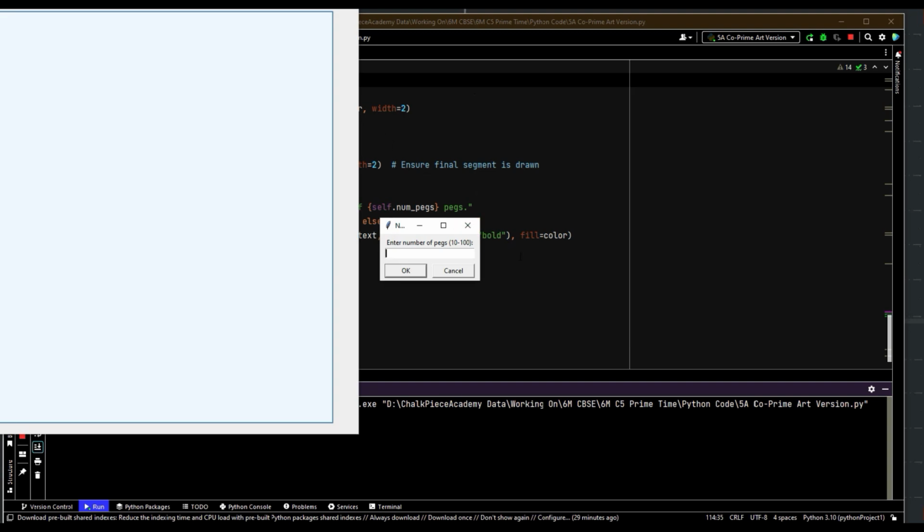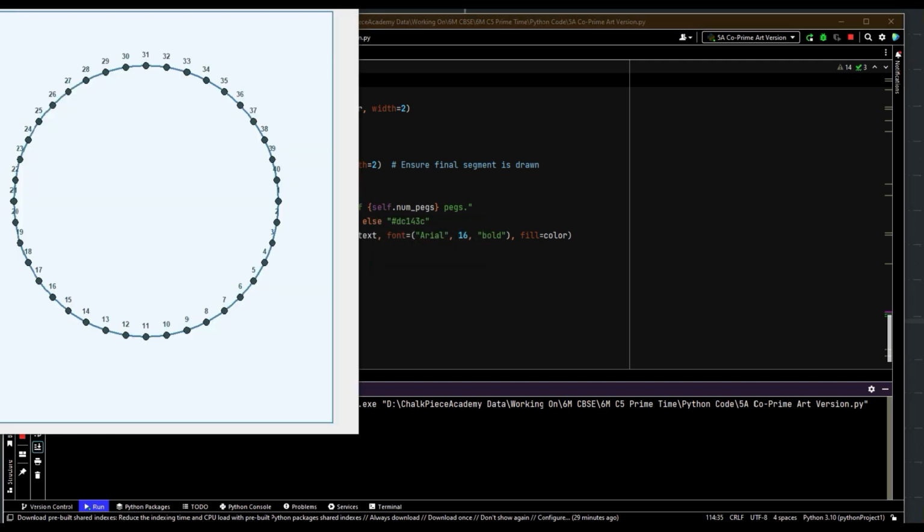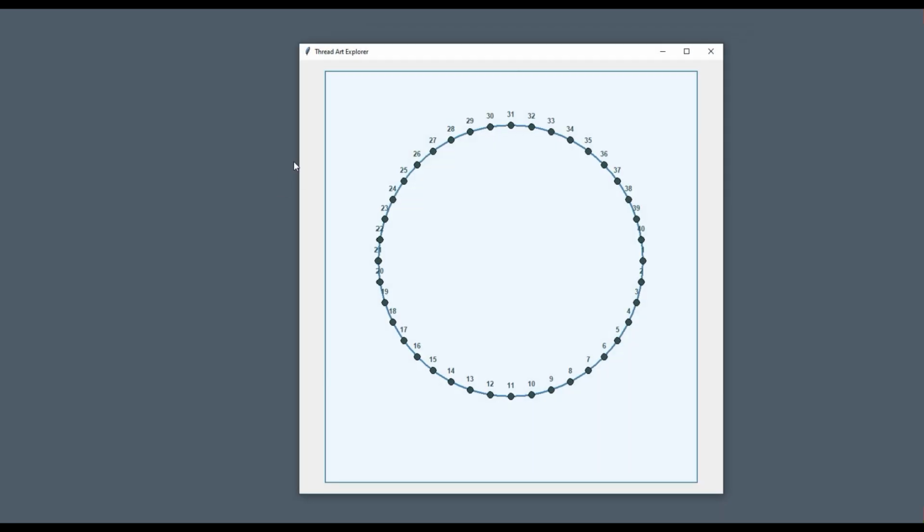Let me choose some number of pegs, say 40. And the gap, say 10. So what is it that we are looking at? Let me remove all the distractions. We are looking at a circle with numbers. Can you see that? So 1 starts over here, 2, 3, 4, 5, 6, 7, 8, 9, 10, till 40. It ends at 40. All of these are equally spaced, almost equally spaced. If you are not able to do that, that's okay.